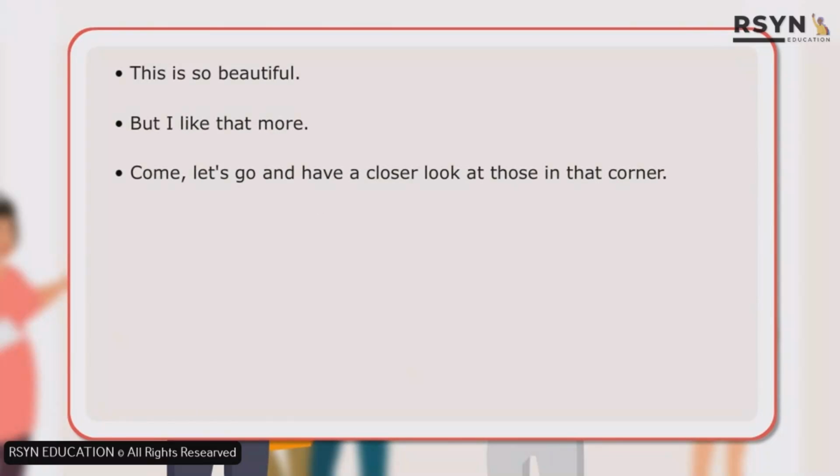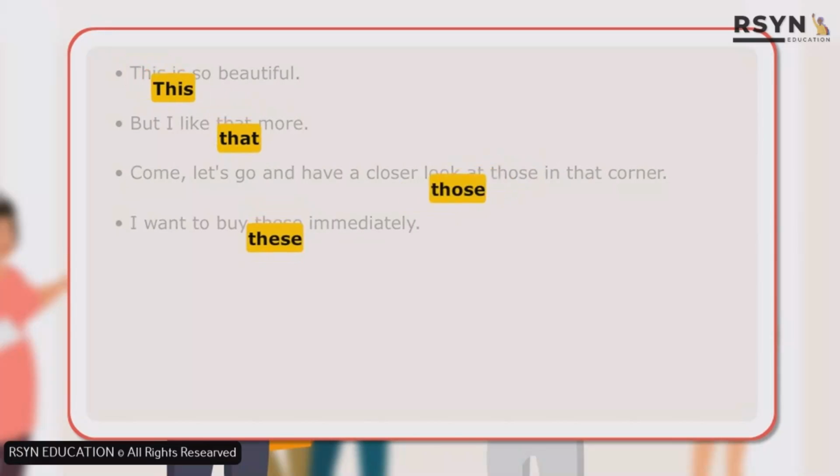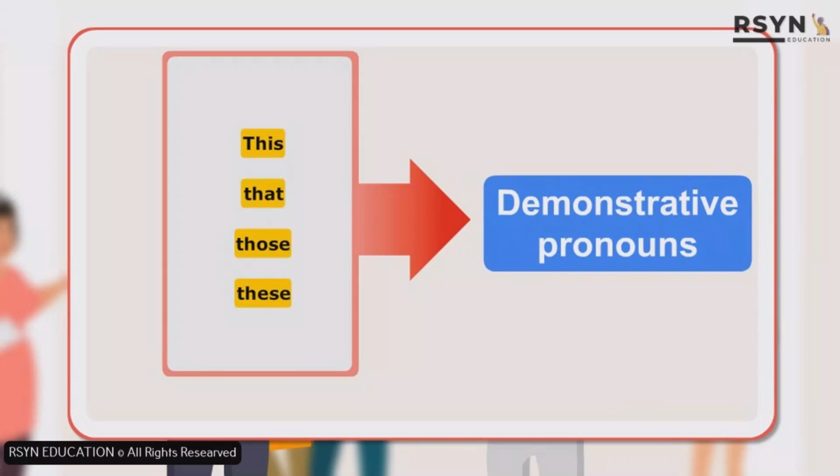In the conversation, the two girls have used certain words to point to a specific painting or paintings nearby or some distance away. The words this, that, those, and these are examples of some demonstrative pronouns.